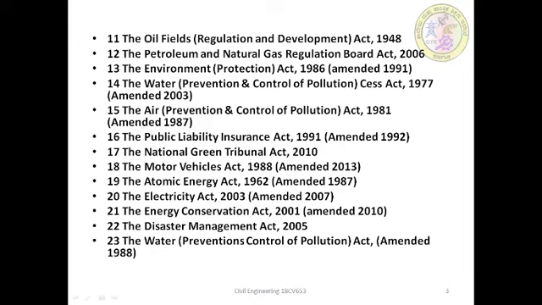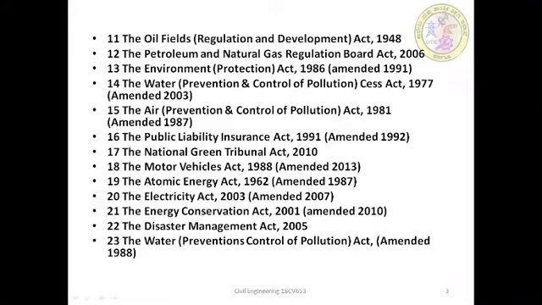Next, the 15th is the Air Prevention and Control of Pollution Act 1981, again amended in 1987. According to this act, it will provide for the prevention, control and abatement of air pollution, for the establishment of boards with a view to carrying out the aforesaid purposes, for conferring on and assigning to such boards powers and functions relating thereto, and for matters connected therewith, and the Air Prevention and Control of Pollution Rules 1982.